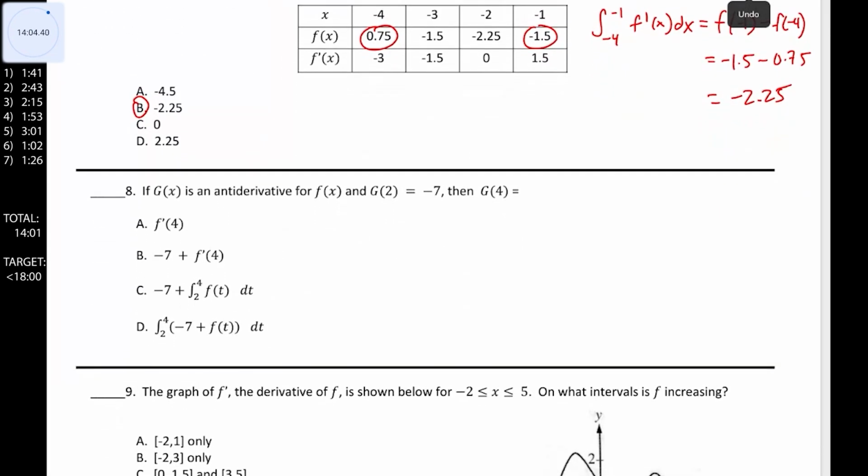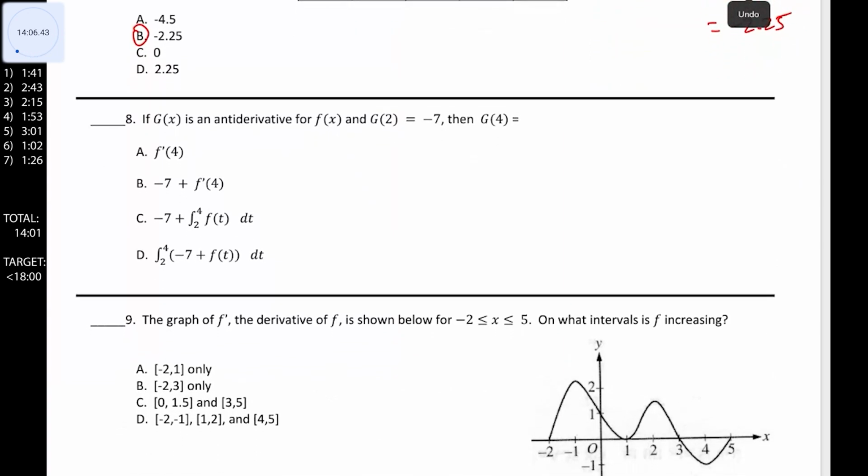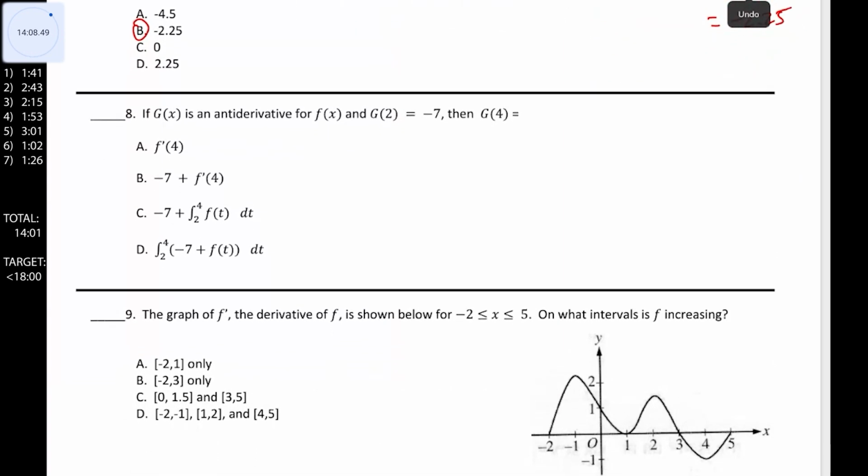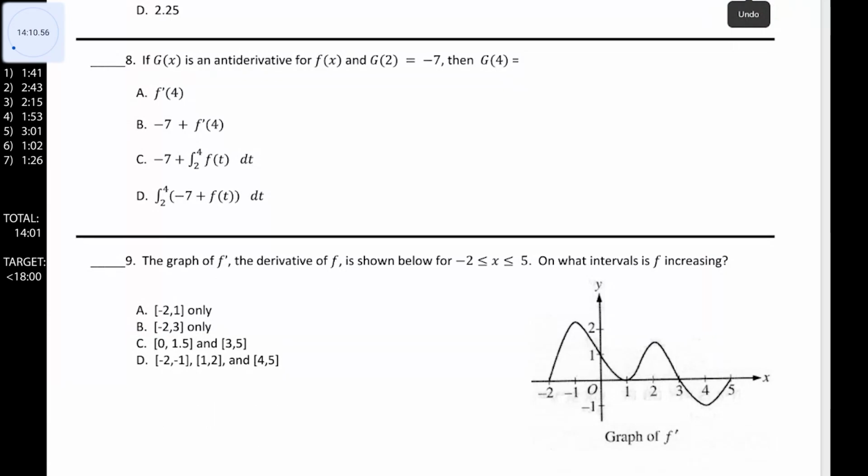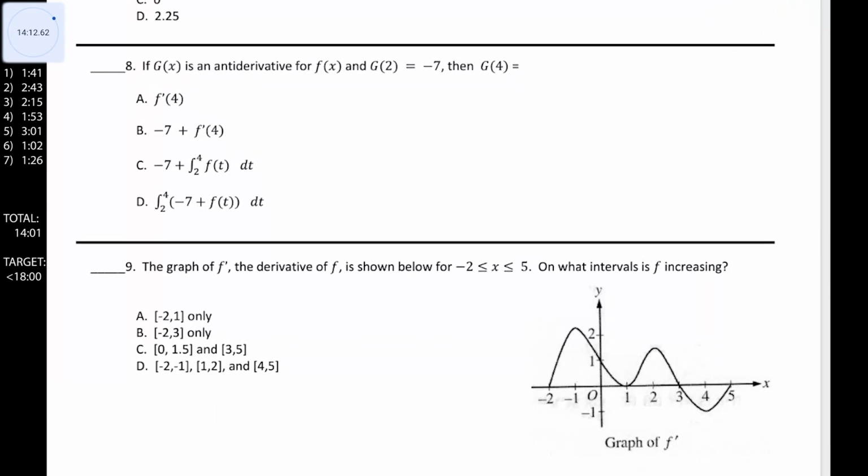I know I'm trying to keep a quick pace here, but it is important that we just make sure we check our answers here and answer carefully.